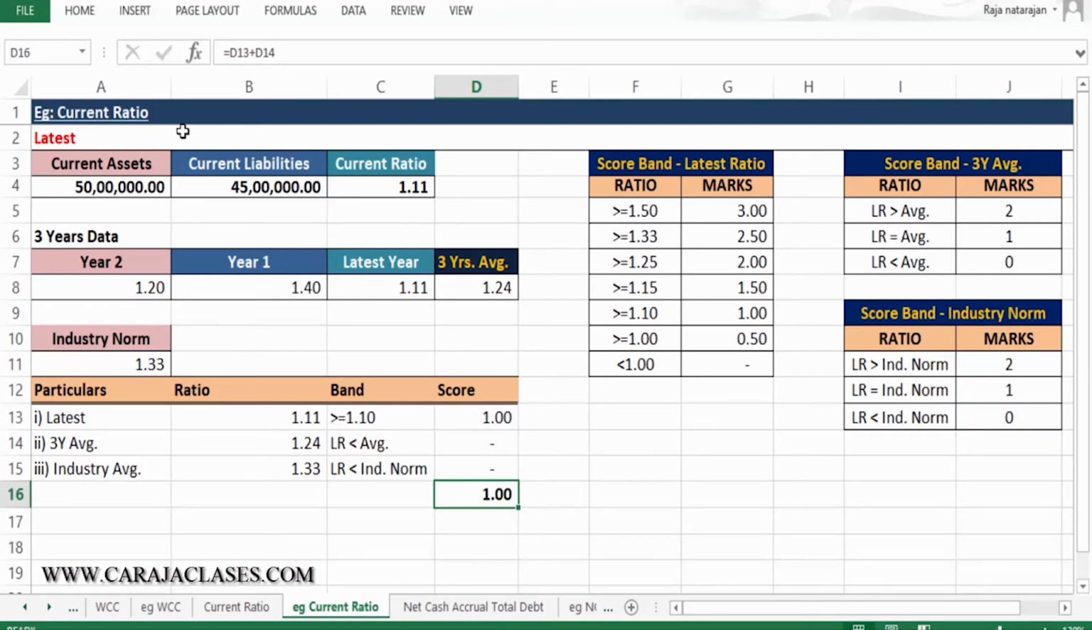If you change the numbers, then based on the bands you can pick up the score. But again, I'll reiterate, these are score bands which I've taken on an average by picking data from various banks. So bank to bank, the bands and scores could vary, but what we have to appreciate is that the latest ratio has got to be higher, better than the previous years, better than the average, better than the industry norm, to get better marks.